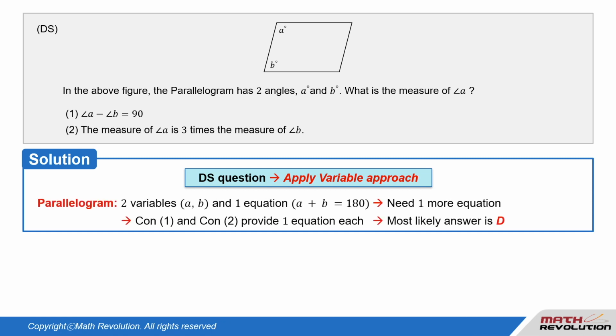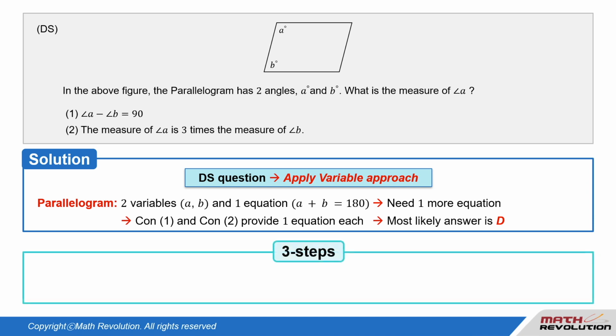Solution. Let's solve this DS question using the variable approach. A parallelogram has 4 interior angles, A, B, A, B, so we have 2 times A degrees plus 2 times B degrees equals 360 degrees, or A degrees plus B degrees equals 180 degrees. Then we have two variables, A and B, and one equation, A plus B equals 180. To match the number of variables with the number of equations, we need one more equation. Since conditions 1 and 2 will provide one equation each, D would most likely be the answer.